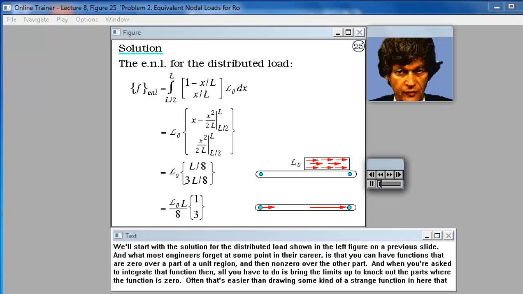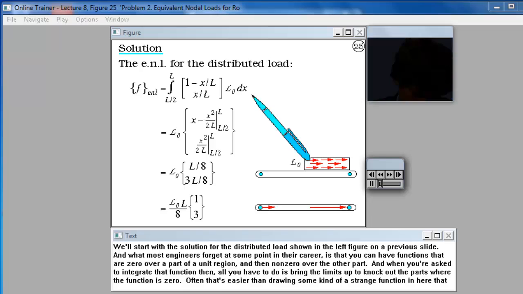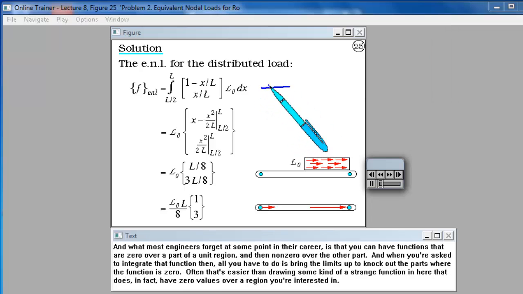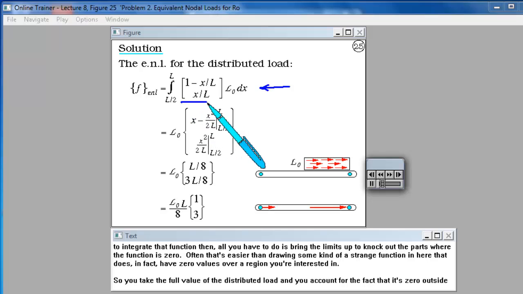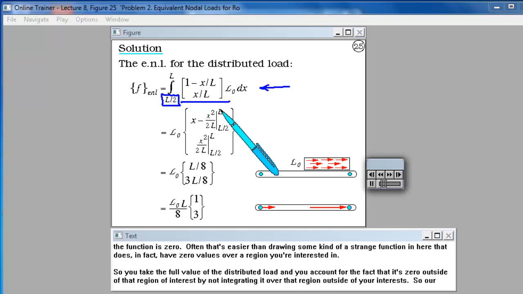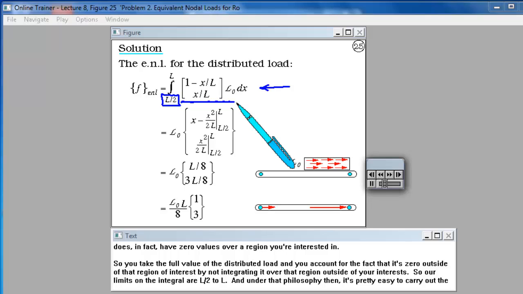We'll start with the solution for the distributed load shown in the left figure on the previous slide. What most engineers forget at some point in their career is that you can have functions that are 0 over a part of a region and non-zero over the other part, and when you're asked to integrate that function, all you have to do is bring the limits up to knock out the parts where the function is 0. Often that's easier than drawing some strange function that does in fact have 0 values over a region you're interested in.